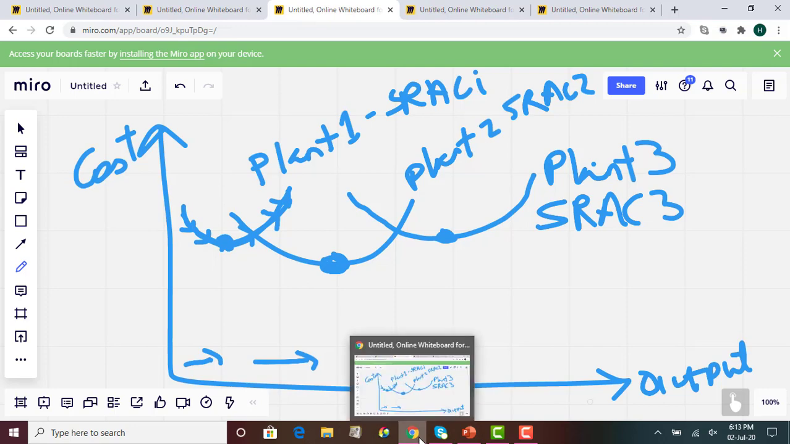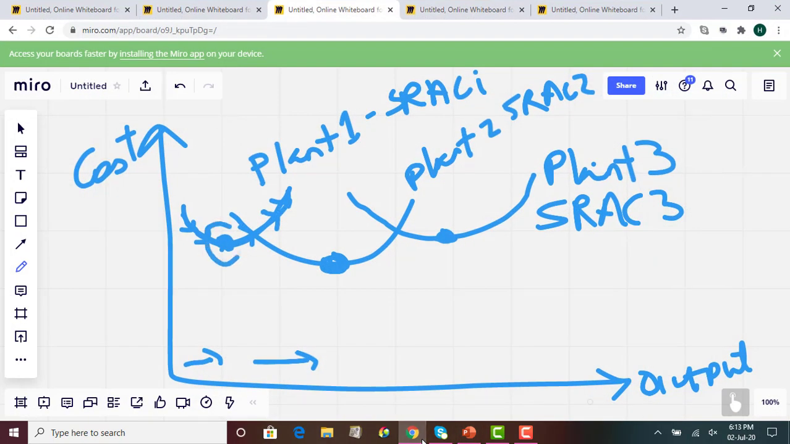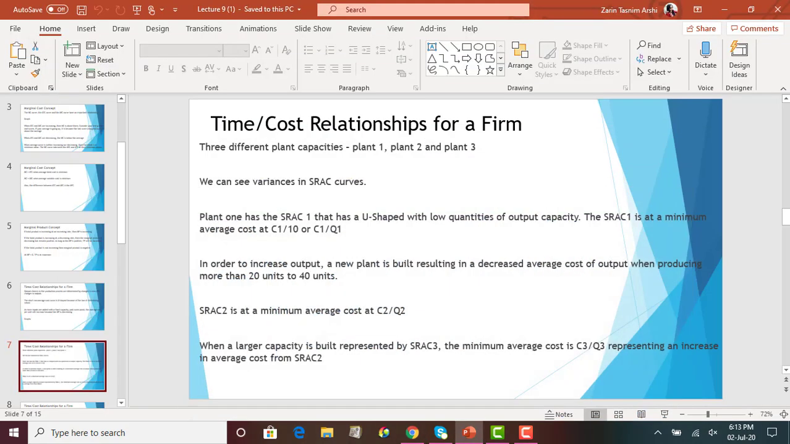Now I have given you 3 short run average cost curves for 3 different plants or factories. So we can see the variances in the curves. Plant 1 has a short run average cost curve and the minimum is here. For plant 2 the minimum is here, and for plant 3 the minimum is here. Now in order to increase output, a new plant is built, resulting in decreased average cost of output when producing more than 20 units to 40 units.